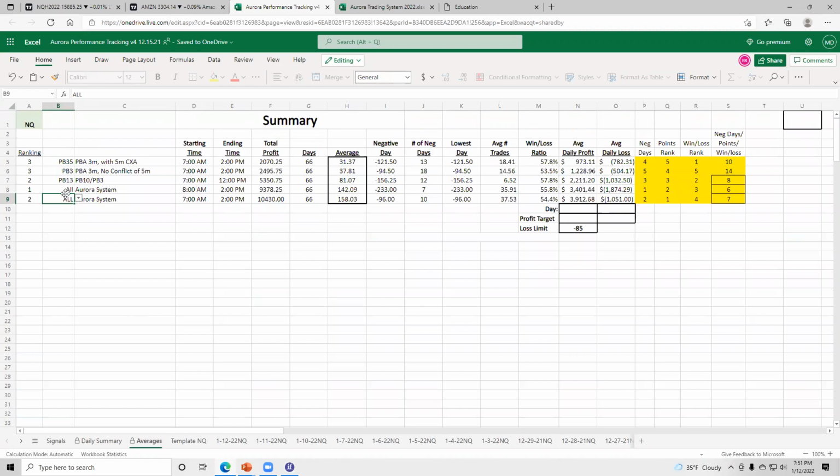So I'm going to change this setting to Pb35. It's a very powerful tool, thanks to Aaron. We can do all of this evaluation. So just under 32 points a day in general, and of the 66 trading days that we have formally recorded in our database, 13 of those days have been losing days if you were only trading Pb35.